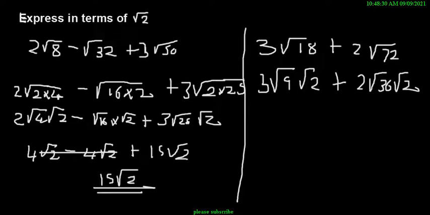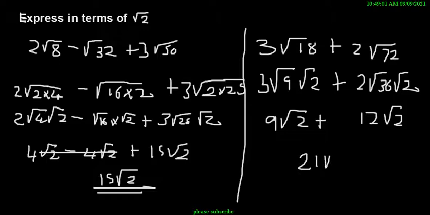And we know root of 9 is 3. So 3 times 3 is going to be 9. 9 root of 2 plus, we know root of 36 is 6. So 6 times 2 is going to be 12. So 12 root of 2. And 9 plus 12 is 21. So we have 21 root of 2, which is our answer.